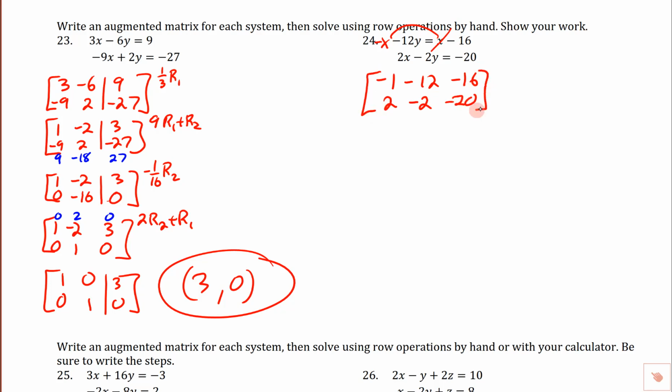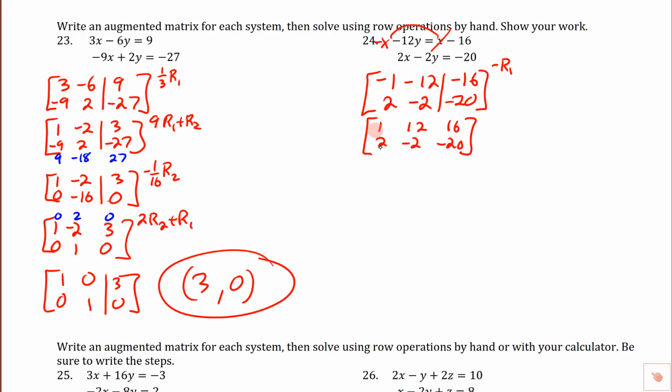Okay, so I'll go ahead and put that in the brackets. We've got our augmented matrix here. I'll go ahead and put that line there, try and remember that. First thing we want to do is turn that into a 1, so we're going to do negative times row 1. So all we're doing here is just changing the sign of each one of these. So that's going to be a 1, a 12, and a 16. And we've got a 2, and a negative 2, and a negative 20.